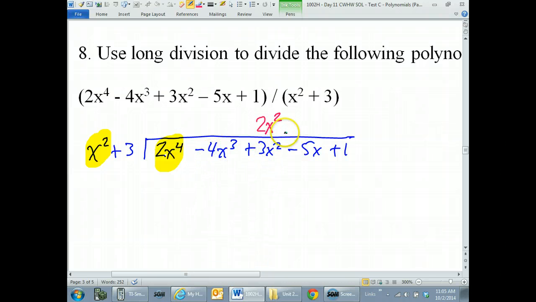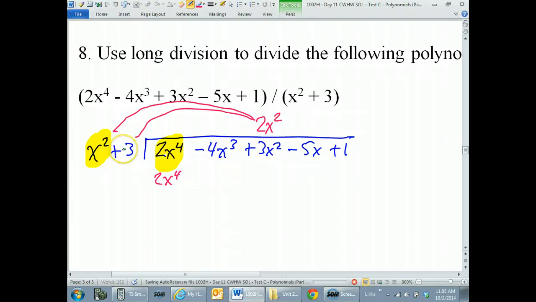Once you get that 2x squared up there, any questions on how I got that? No. Don't want to gloss over it. You take it and you do the distributive property with it. Okay, so I'm going to take my 2x squared and distribute. So 2x squared times x squared, of course, is going to be 2x to the 4th power, just like we want it. But we also have to do 2x squared times 3.